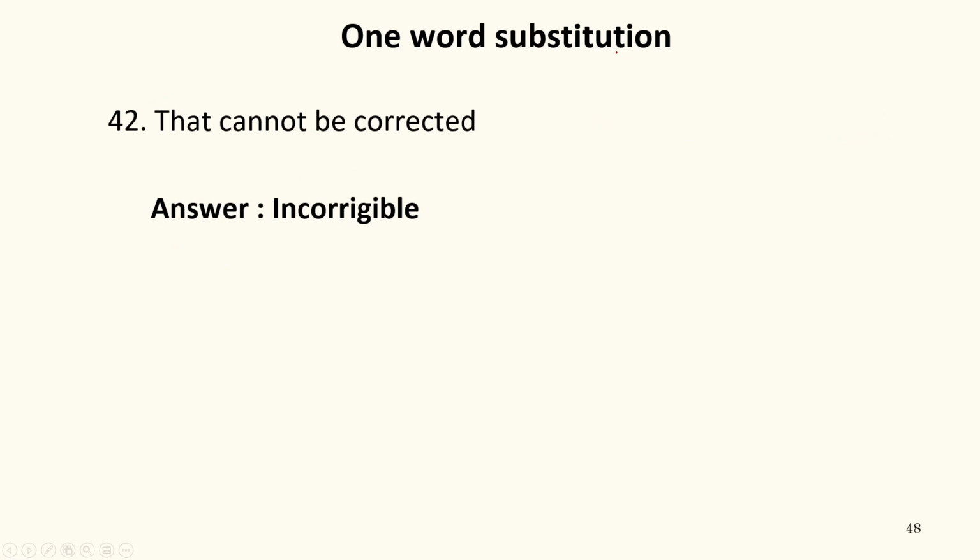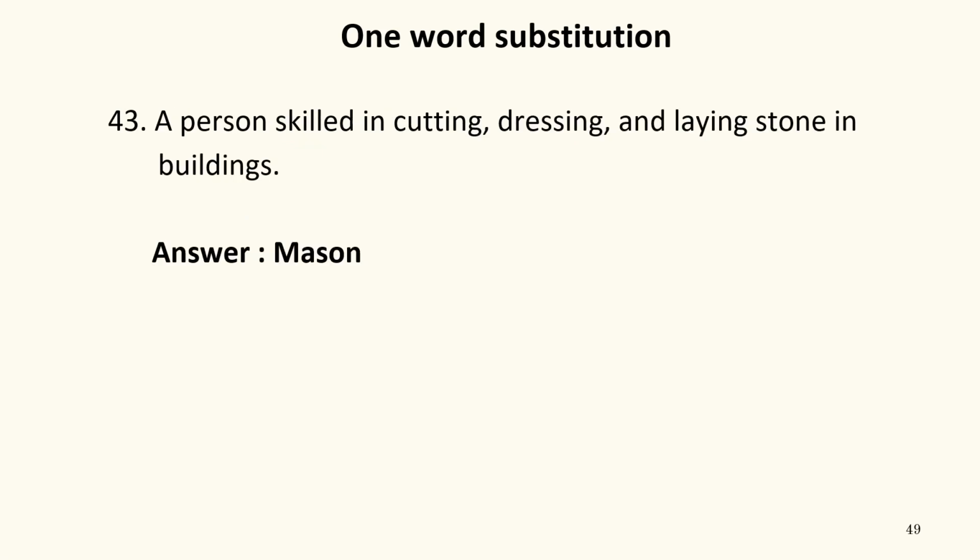That cannot be corrected. We make many mistakes in our life and we want them to be corrected, but that cannot be corrected. What is it called? It is called incorrigible, that we cannot rectify it now. It cannot be rectified. That cannot be rectified is incorrigible. A person skilled in cutting, dressing, and laying stone in buildings. We know well, one who makes buildings is known as mason.